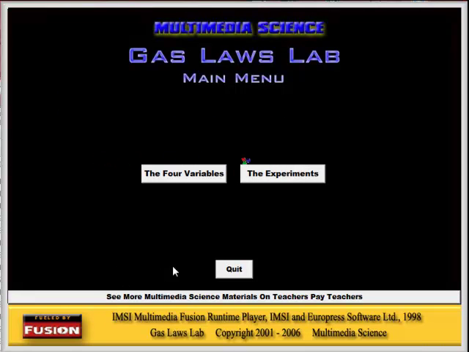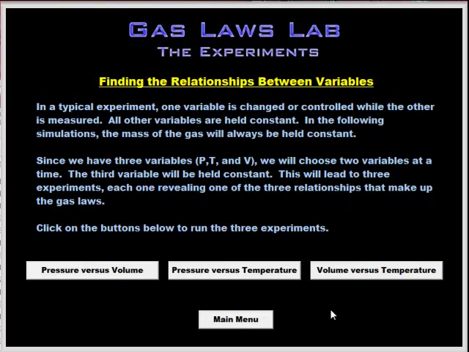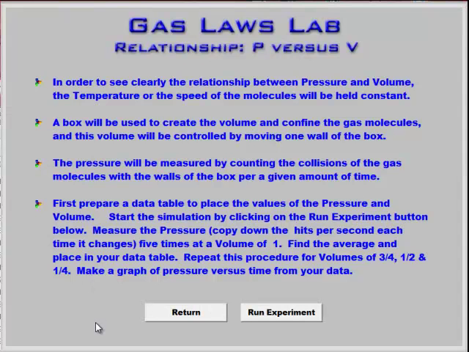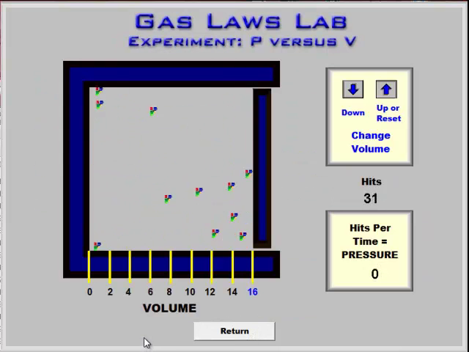Next, the software will go through 3 experiments that will allow students to come up with the final PV equals nRT equation. The first one is pressure versus volume. A little discussion. And here is our experiment.